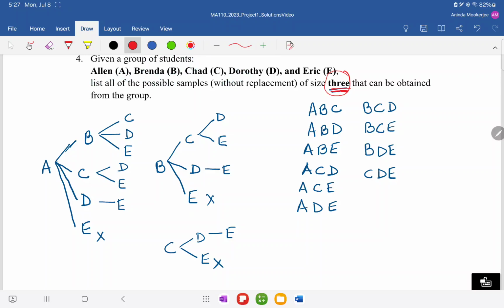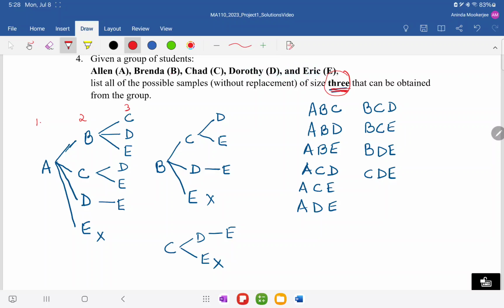Now if I start with A, then after A I can, in the second draw, this is the first draw, here's the second draw, and this is the third draw. In the second draw I can either get a B or a C or a D or an E, right?